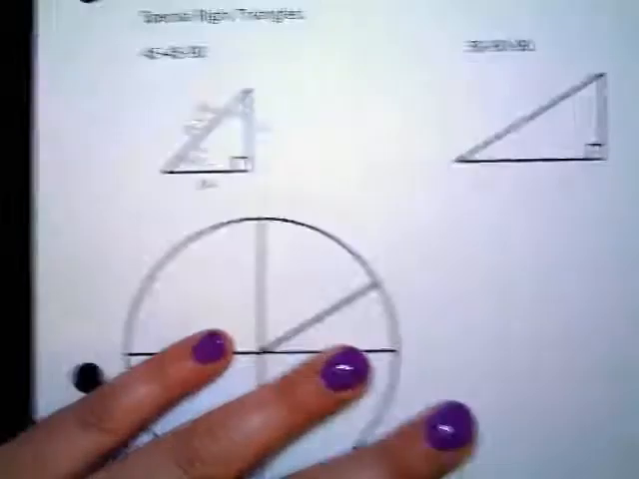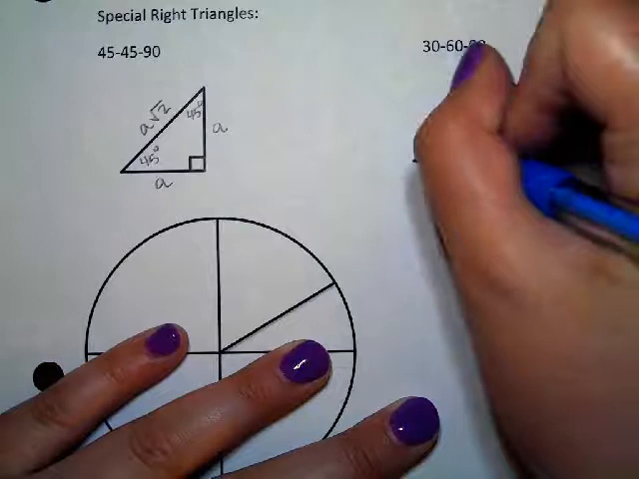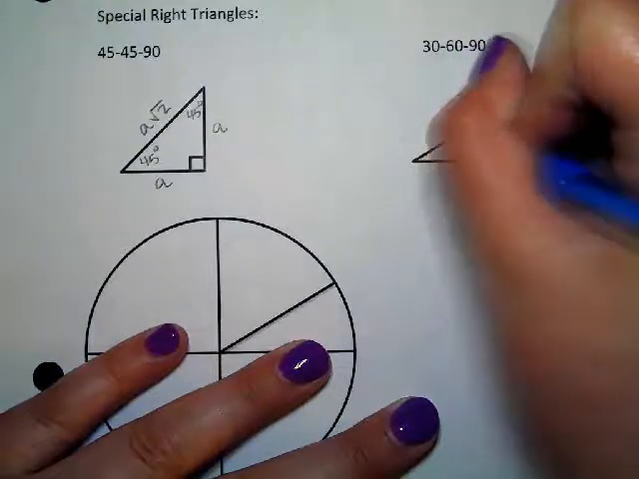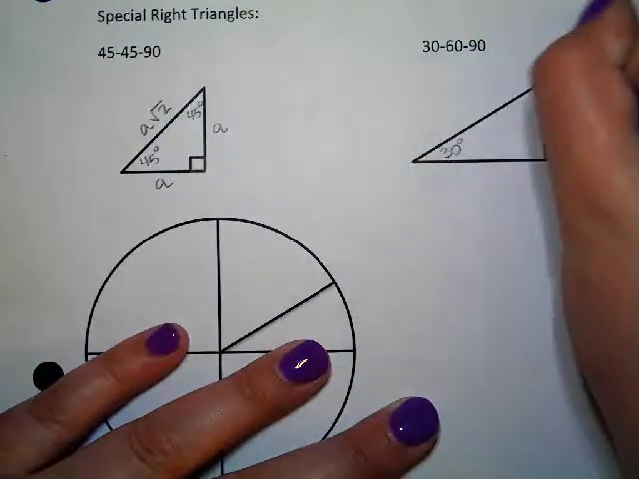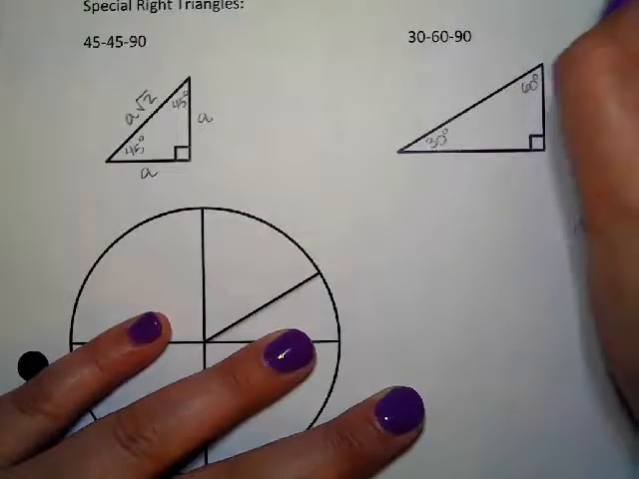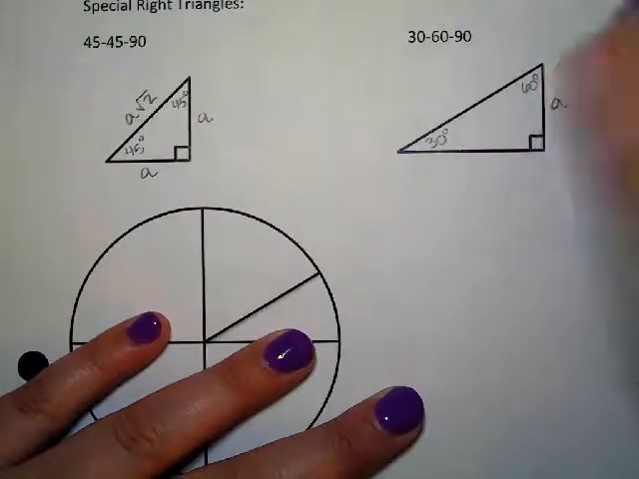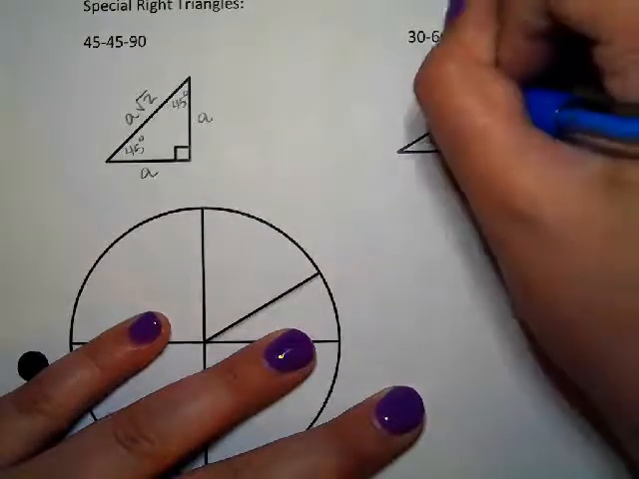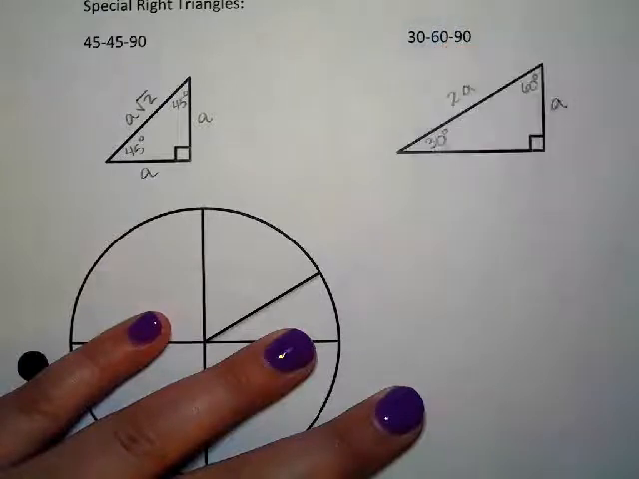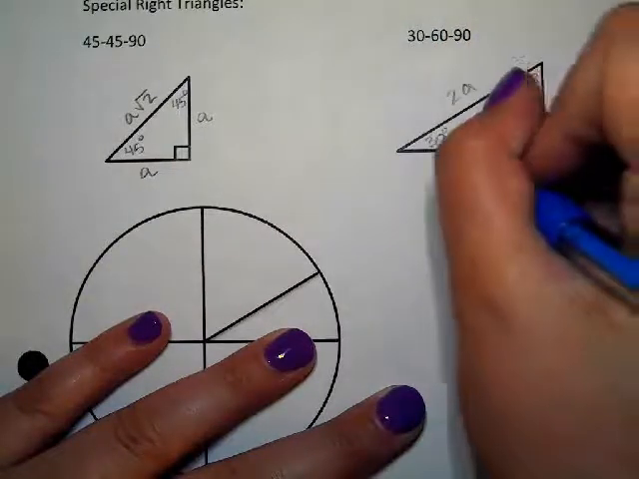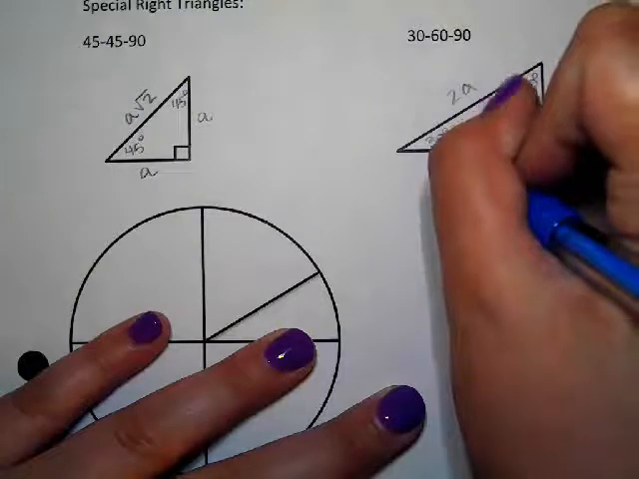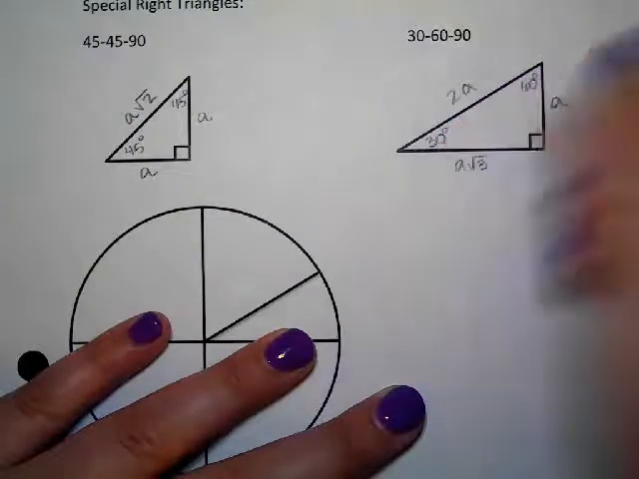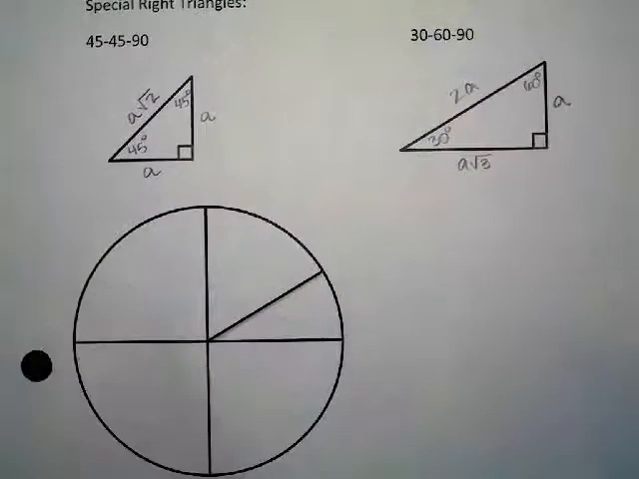And then for the 30-60-90 triangle, this would be the 30-degree angle. This would be the 60-degree angle. So this is the shortest side, that would be a length of A. The hypotenuse would be a length of 2A. And then this medium side would be a length of A square root 3. And so that was the relationship between the sides.